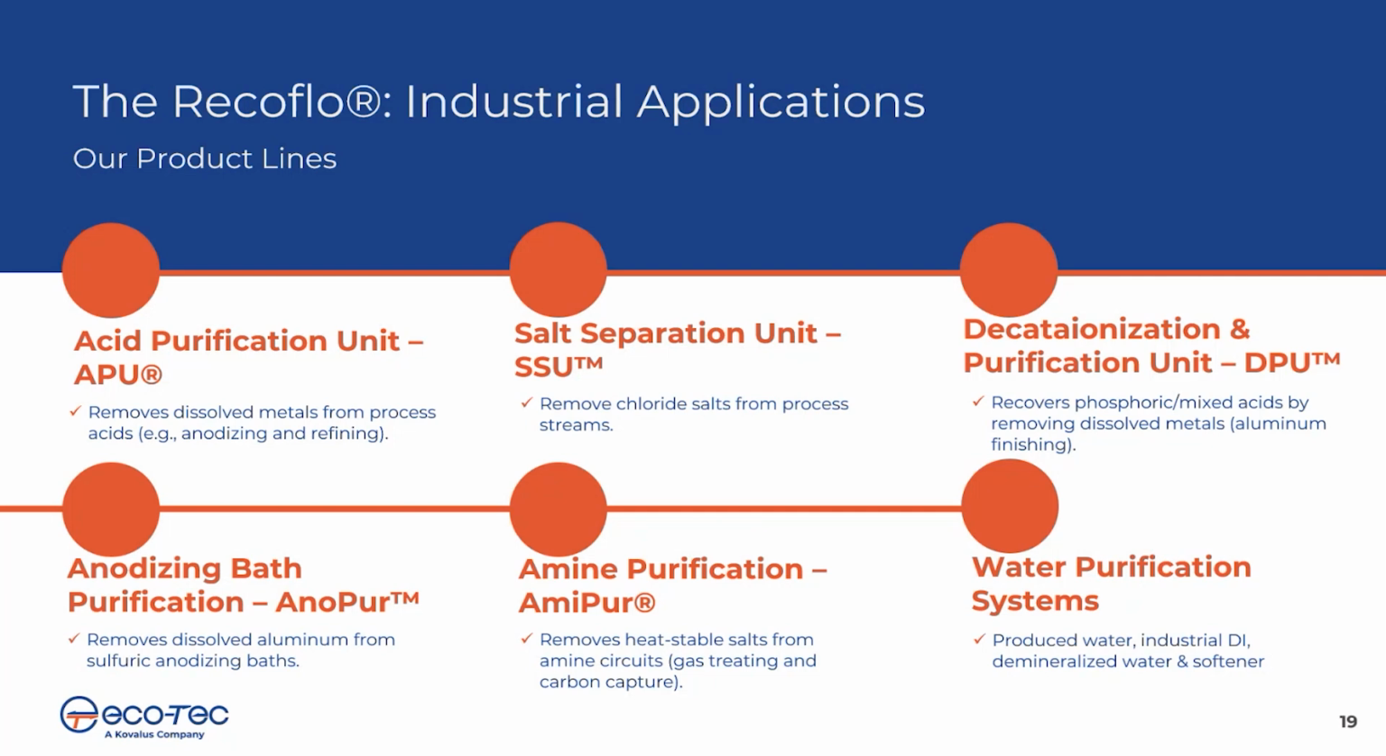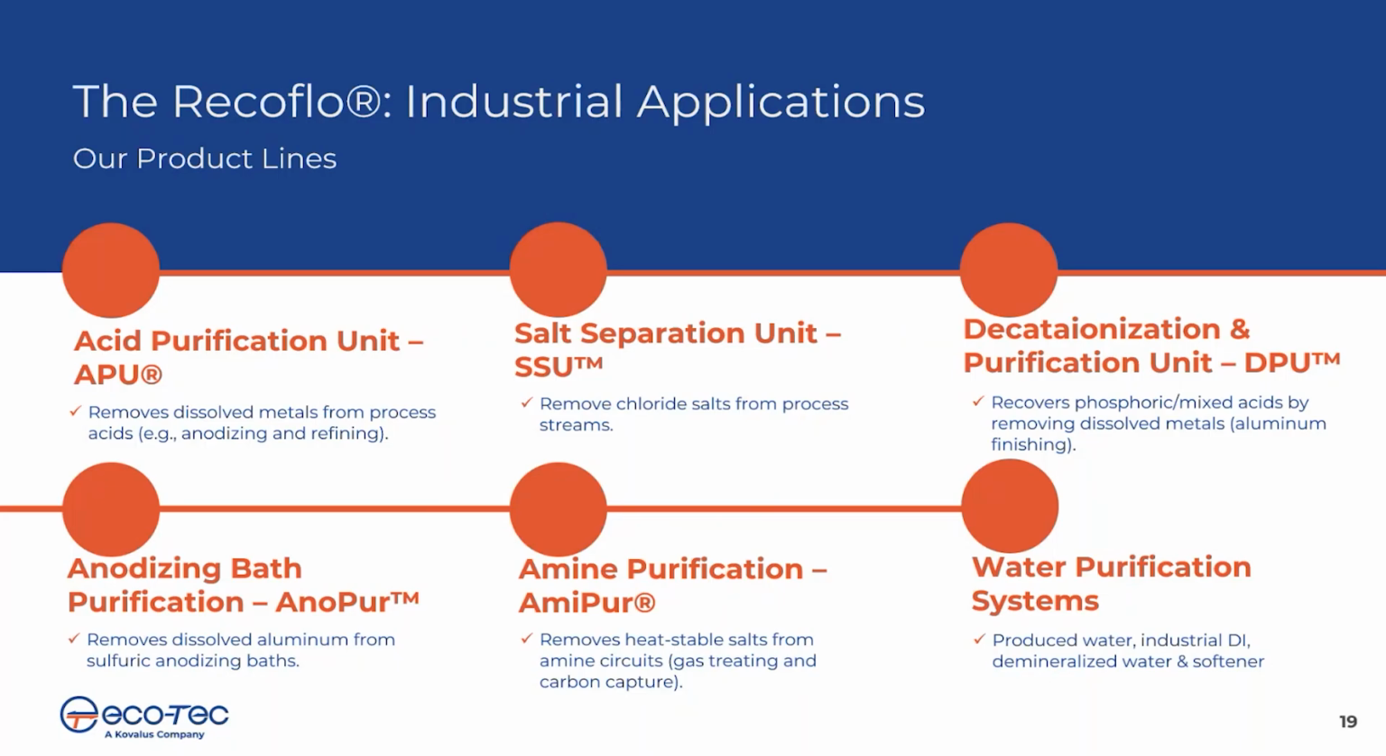And DPU is a phosphoric acid recovery system that removes dissolved aluminum from phosphoric rinse water and concentrates phosphoric acid for reuse. For aluminum finishing, our ANOPure is adopted specifically for sulfuric acid purification in anodizing, where dissolved aluminum is continuously removed to keep contaminants low.